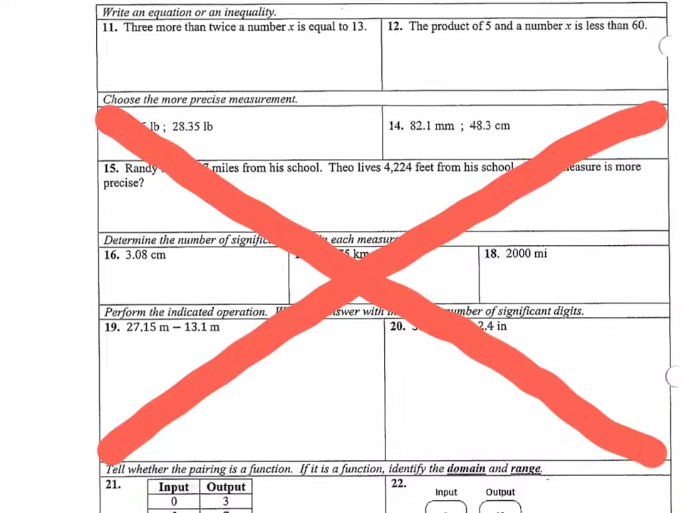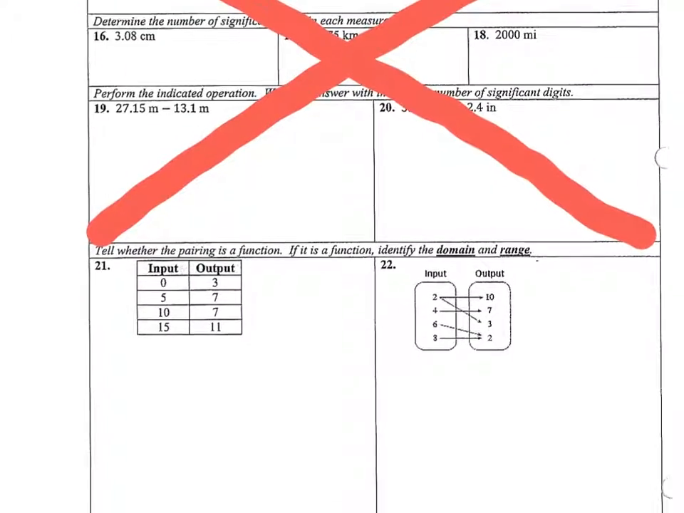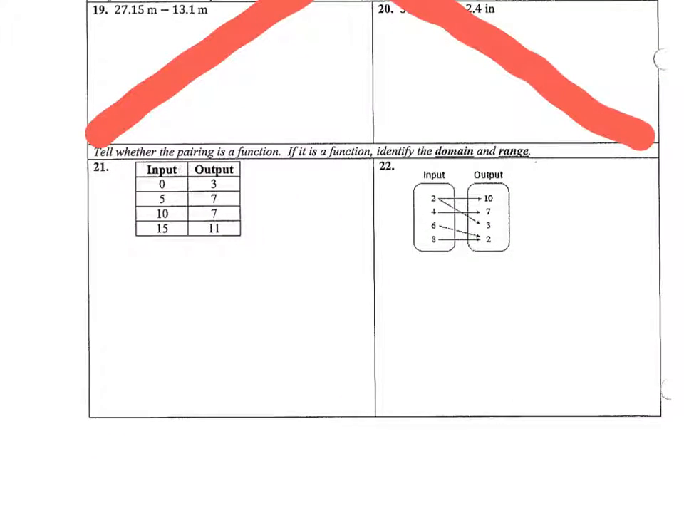You can see 13 through 20 we are skipping. Down to 21 and 22. Tell whether it's a function or not, and then identify the domain and the range. So just look for each input. We can have only one output. So as long as none of these numbers are the same, you're going to be a function.